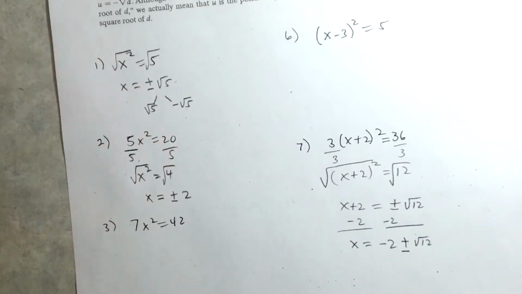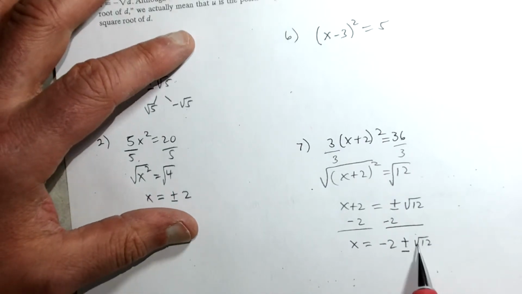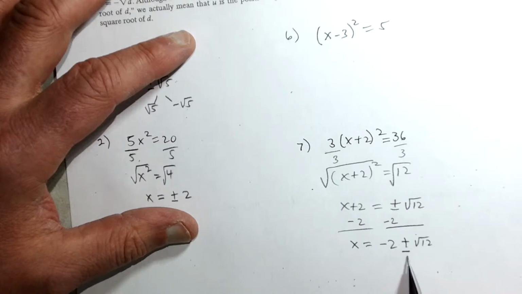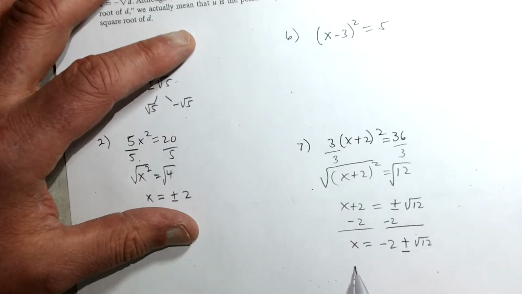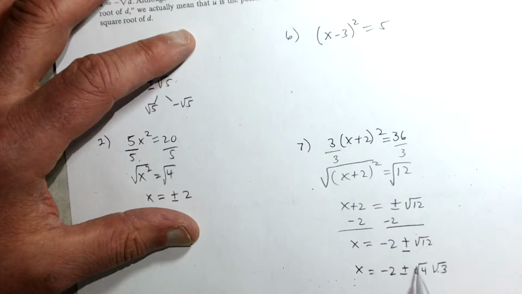Now in a Math 65 class, we haven't seen how to go ahead and actually simplify a radical. But in Math 95, we could take this one step further and factor this radical part of the answer. And we could say that we have x is equal to negative 2 plus or minus the square root of 4 times the square root of 3. And the square root of 4 is 2. And our final answer is negative 2 plus or minus 2 square roots of 3.